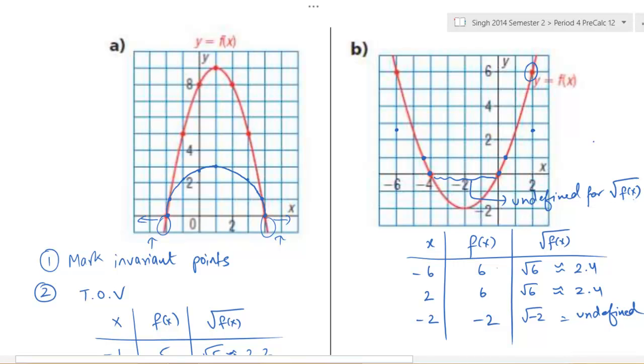Because the y values there are all negative, and then we're taking the square root of all those y values, that entire region is going to be undefined. Once I have those points, I can complete the graph. I know between 0 and 1, my new function is going to be above the old function, and as soon as I cross over, it's going to be below.